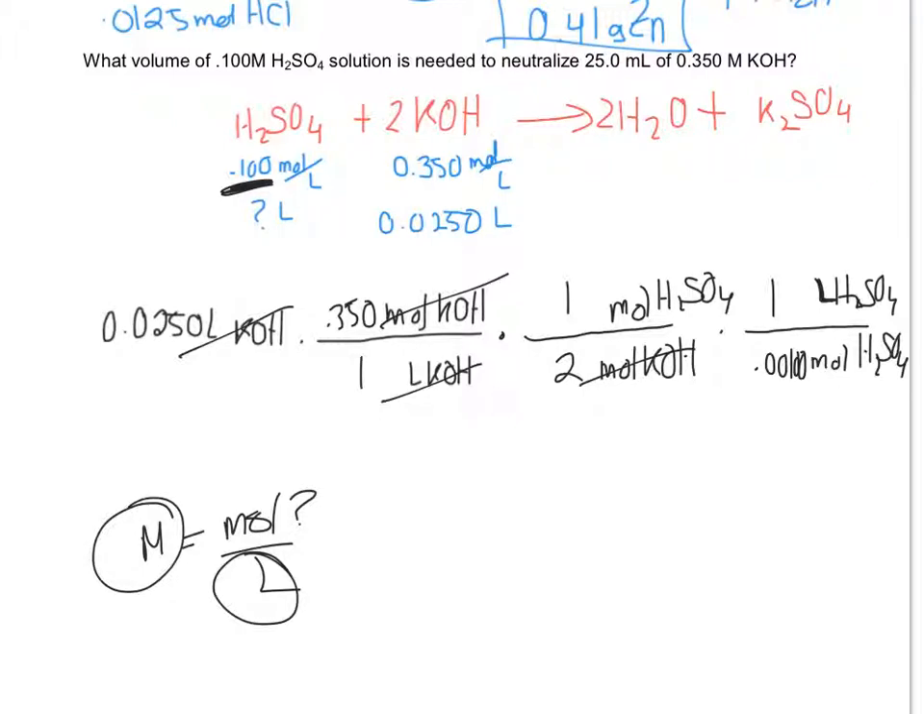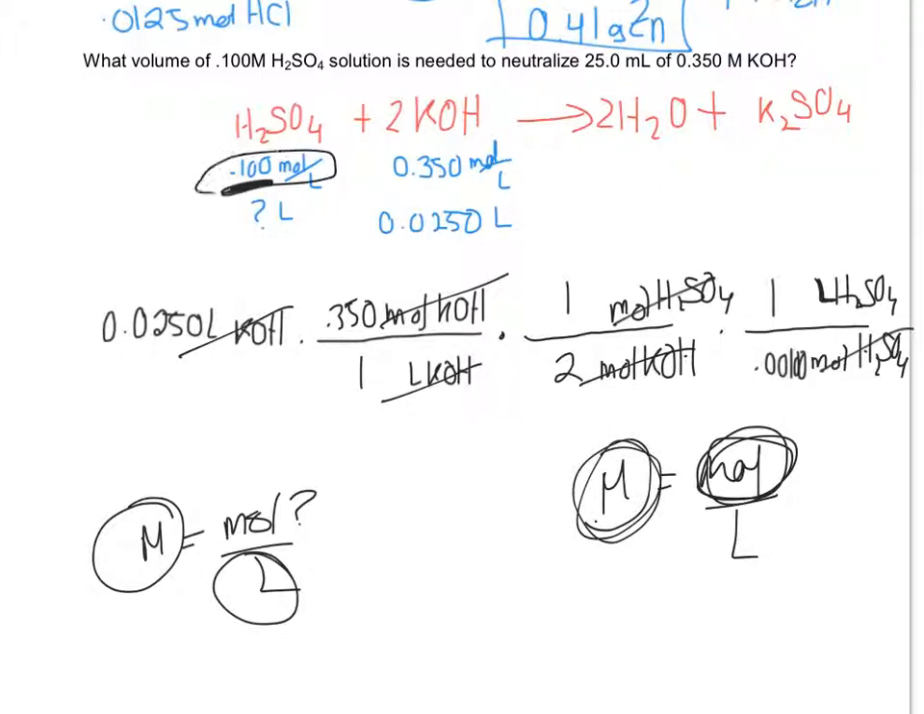Now again, if you don't like this, you can always use your molarity equation. So once you are done with this step right here, at the end of this step you're going to have moles of H2SO4. So then you can write molarity is moles per liter. You would have the moles of the H2SO4. You have the molarity, which is right here, and you solve for liters.